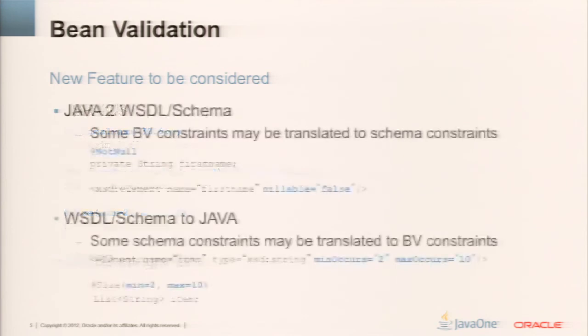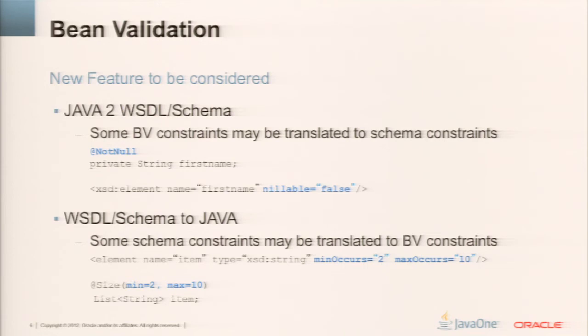Let me switch to my next slide. So there are two ways. When you are writing your Java classes and one has, for example, the @NotNull annotation, you should be able to get this preserved in the schema, and thus in the WSDL. In this case, it should be nillable equals false. The default is nillable true.